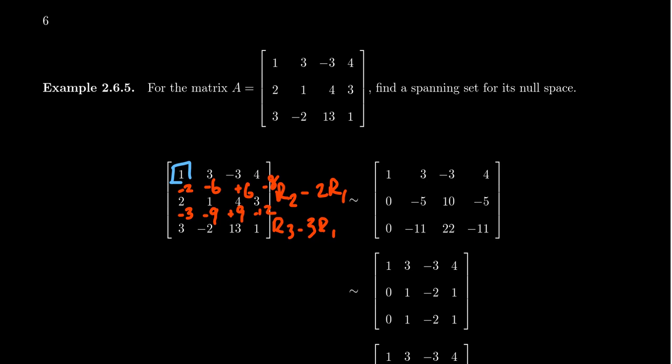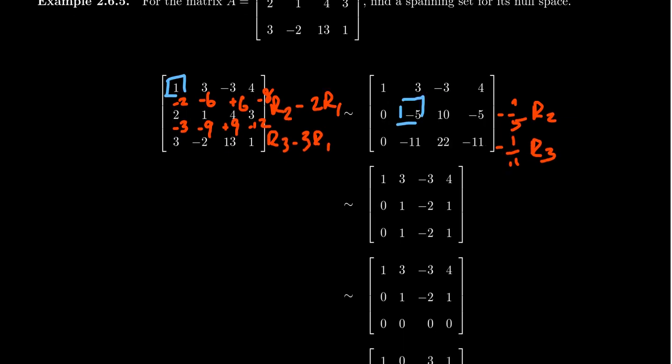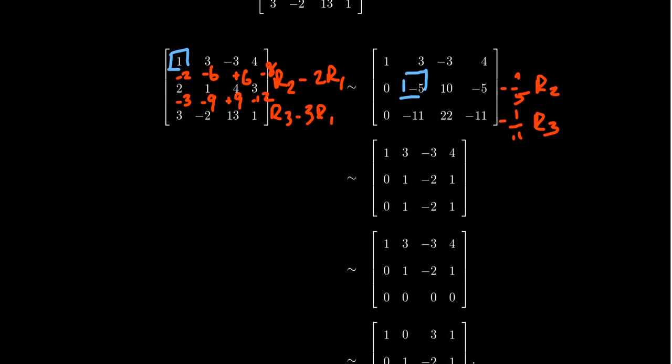For the second column, we have a negative 5 right here. I can't help but notice that everything in the second row is actually divisible by 5. So I'm actually going to divide the second row by negative 5. But I also noticed that everything in the third row is divisible by negative 11. So since I'm at it, I may as well do that as well. And so dividing the second row by negative 5 and the third row by negative 11, I can see now that the second and third rows are actually identical.